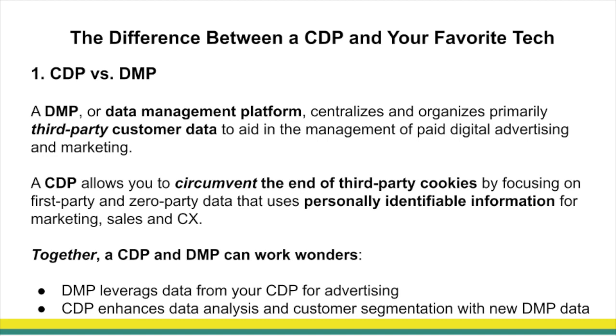A CDP, on the other hand, allows you to circumvent the end of third-party cookies entirely by focusing on first and zero-party data. But if you don't want to get rid of your DMP, that's fine too. They work wonders together. Your DMP can leverage your customer data from your CDP for advertising initiatives, while the DMP sends back additional data for the CDP to use for enhanced analysis, further segmentation, etc. So maybe hold off on getting rid of your DMP until third-party cookies have been gotten rid of too.